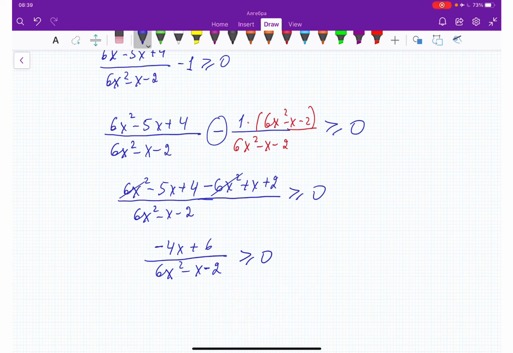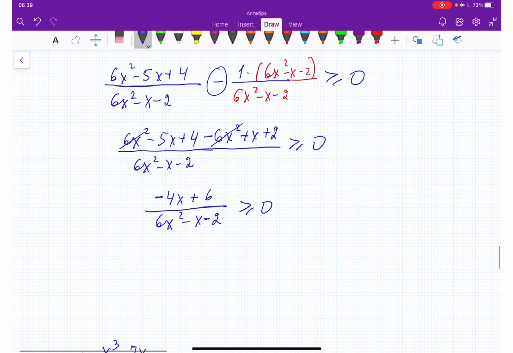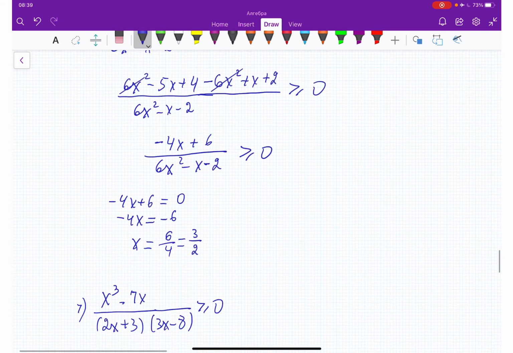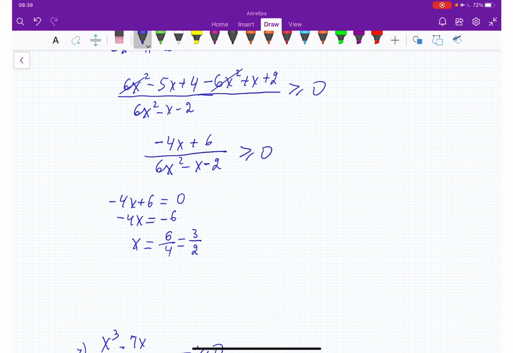All right. Let's see what we are going to get from here. So numerator is equal 0, negative 4x plus 6. We're breaking down into two separate equations and solving. Negative 4x is equal negative 6. X is equal negative 6, no, positive 6 over 4, which is going to be 3 over 2. Okay. Next one.